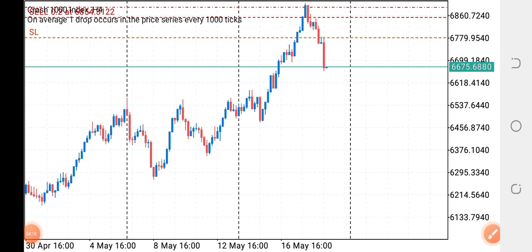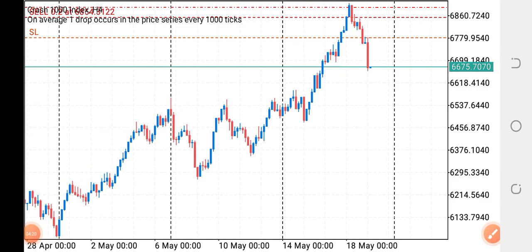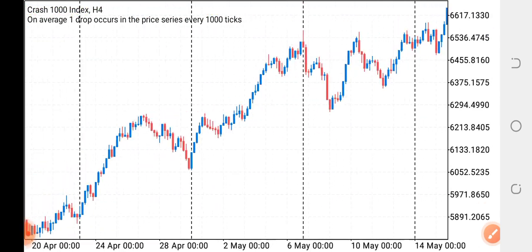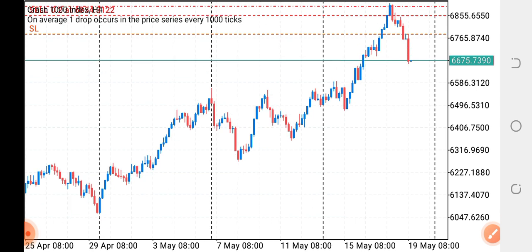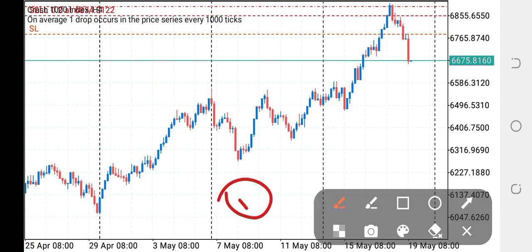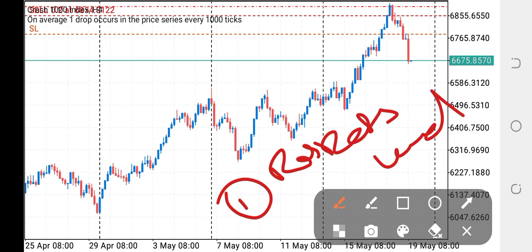Like I said initially, for those of you that have been following my class, there is something you need to know when you are trading boom and crash. One of the things they respect so much is levels. Boom and crash respects levels in the market.